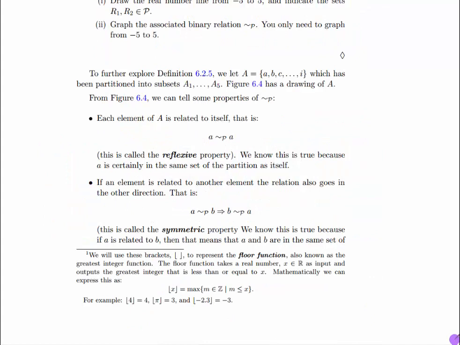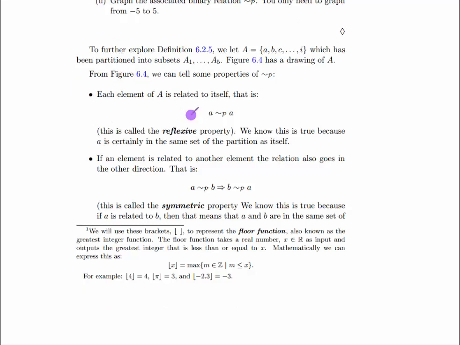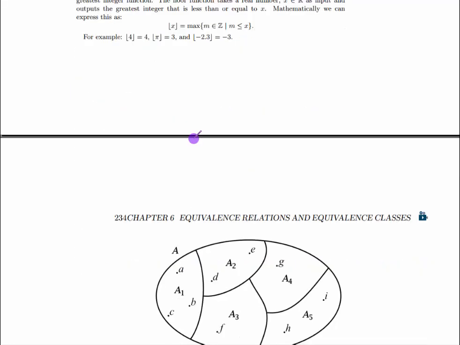All right then, we've established that partitions give rise to relations. And the next question we can ask is, do these relations have any special properties? Let's go to this picture here, which shows a partition.